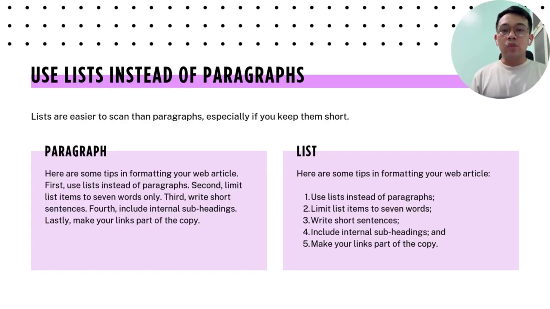So the first tip is to use lists instead of paragraphs because lists are easier to scan than paragraphs, especially if we keep them short. So this will be very useful when we are trying to express multiple points in a single article. An example is, I wrote the tips in formatting our web article in a paragraph form, and on the other side it is in a list form. So you can see which one of the two is easier to read.